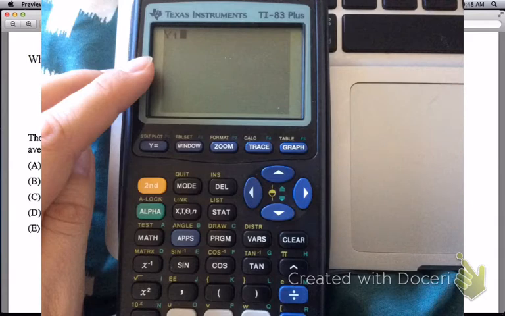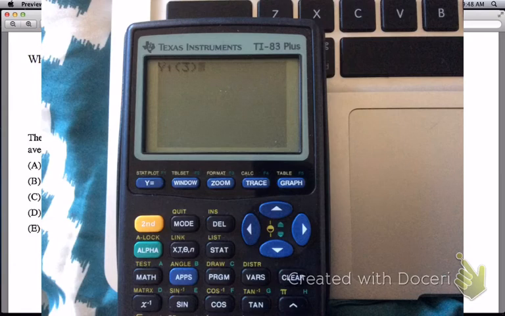Right now it's just recalling the function, which is cosine of x divided by x squared plus x plus 1, or whatever that function was. So you're going to put parentheses and say find y1 of 3. It already has the y1, so you just put open parenthesis, 3, close parenthesis. Don't push enter yet, but if you did, it would evaluate what the function equals at 3.